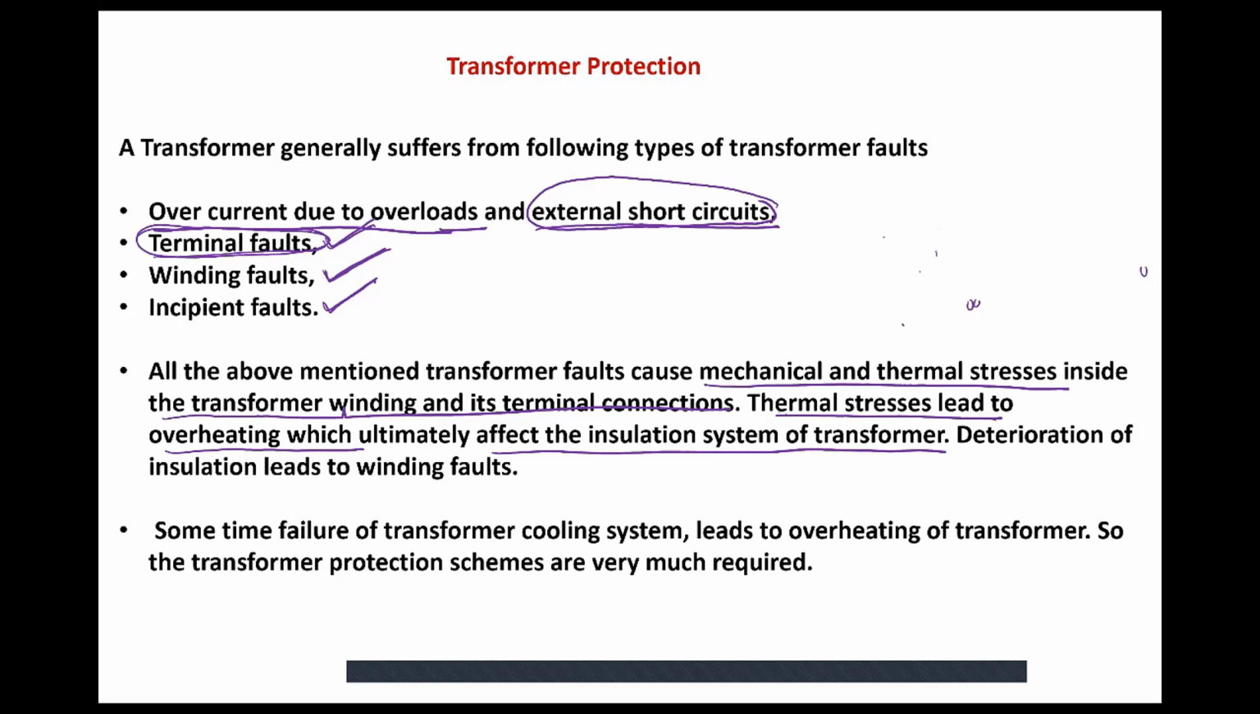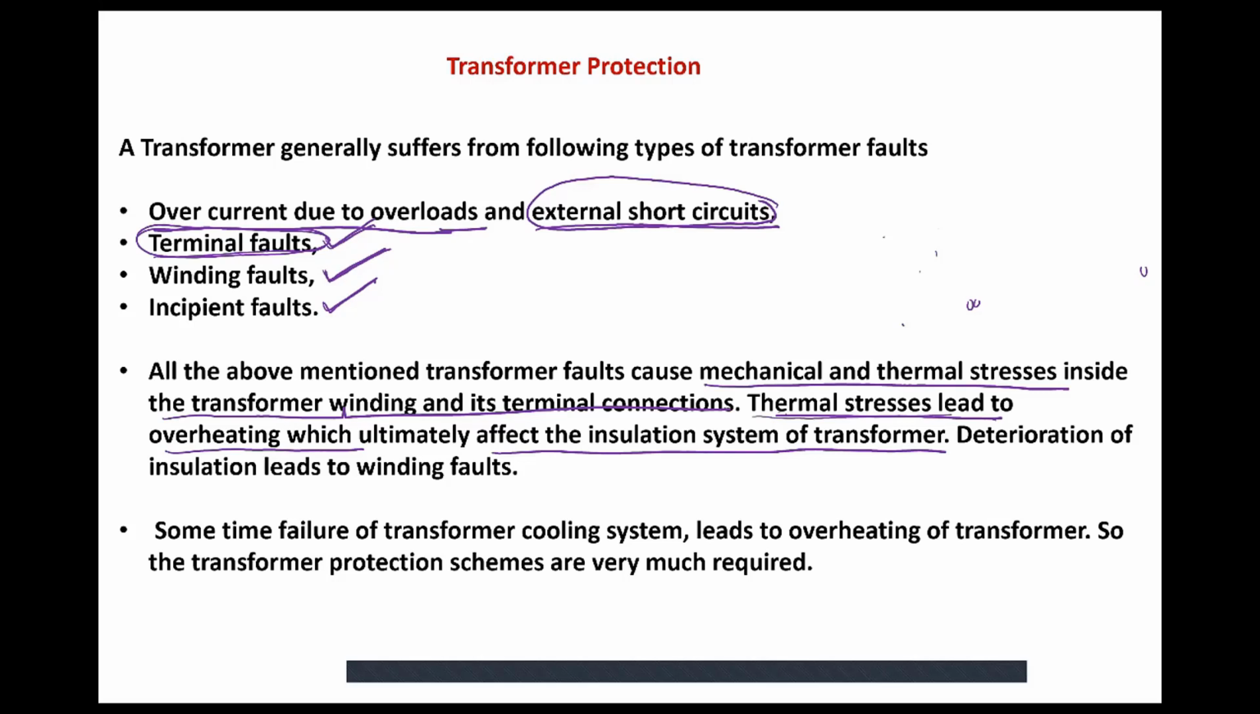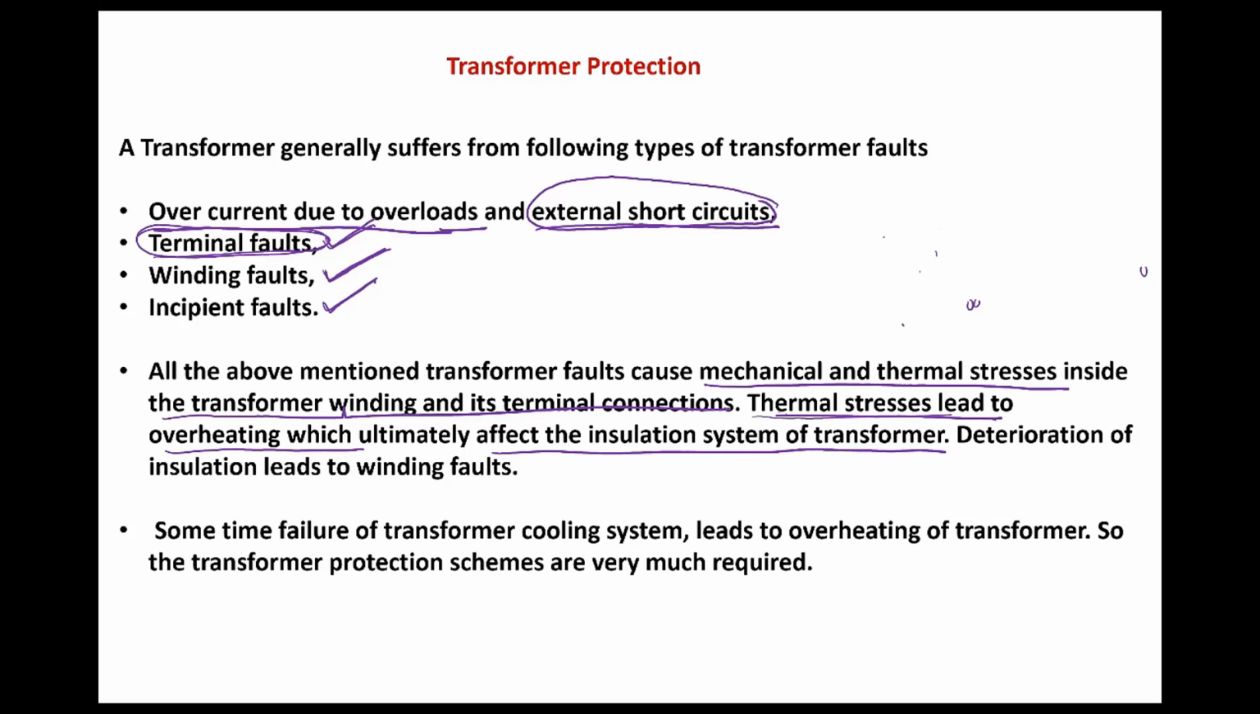Okay. See, any fault, any short circuit fault, the first effect is overheating. We have already discussed this in fault analysis. The two major effects of a short circuit fault are, one, extreme heat dissipation, and second, extreme mechanical forces that try to physically damage the equipment. So overheating will damage the insulation of the system. Once the insulation is deteriorated, once the insulation becomes porous, the frequency of these winding faults will increase. Every sixth month or every 3 months you will keep on getting the faults.